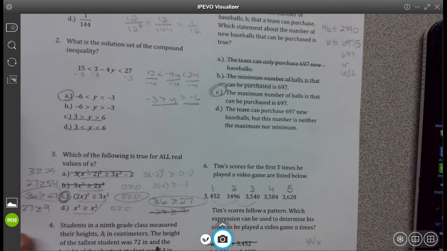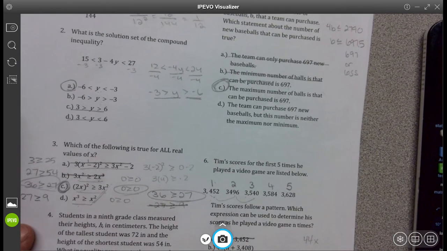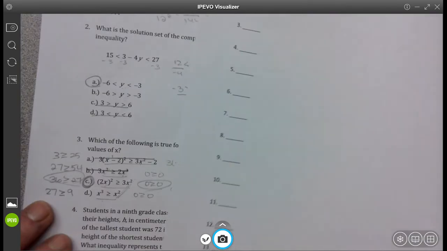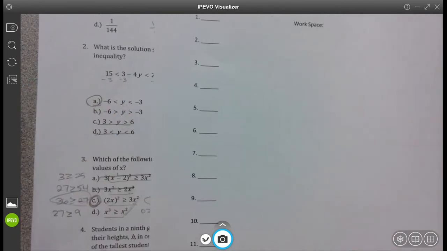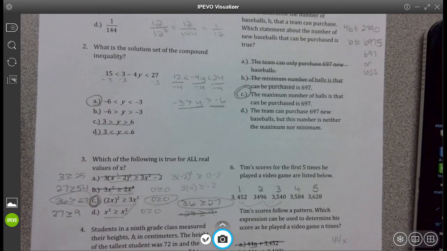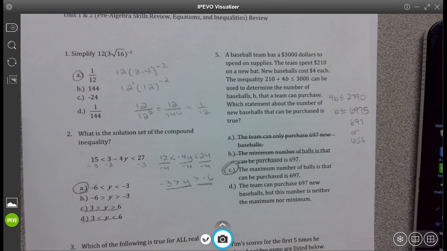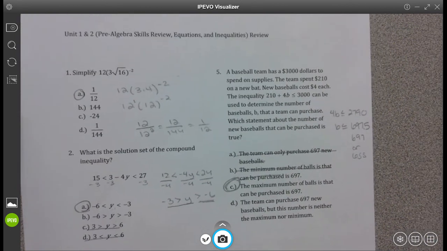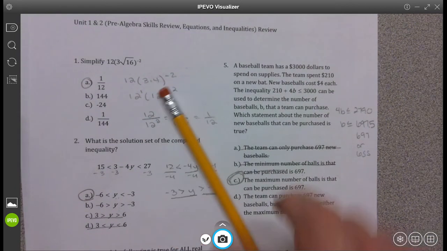Okay, when you take your test, though, you're going to have an answer sheet just like this. I want you to fill it out and just submit this and submit your open-ended questions. Okay, this is for virtual students. If you're not a virtual student, you don't need to do that.